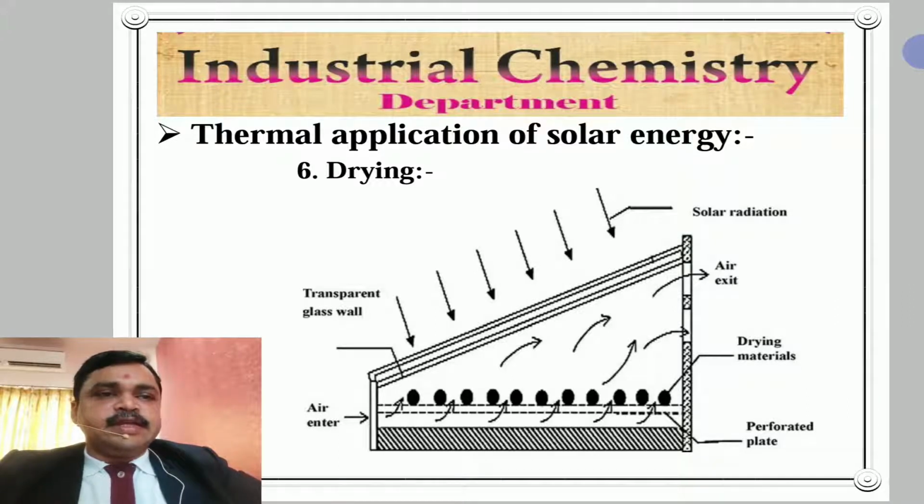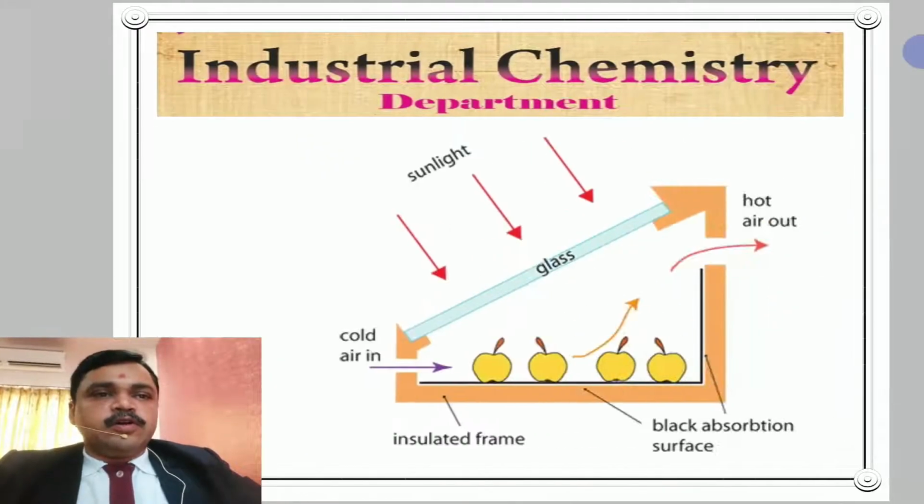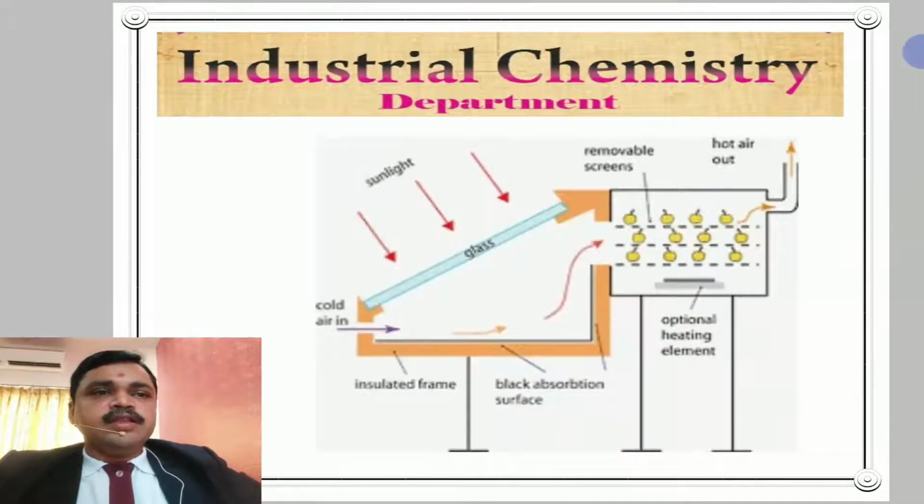This figure is a cabinet type solar dryer, also known as a cabinet dryer. First of all, we discuss this type of cabinet dryer. The dryer consists of an enclosure with a transparent cover. The material to be dried is placed on perforated trays.